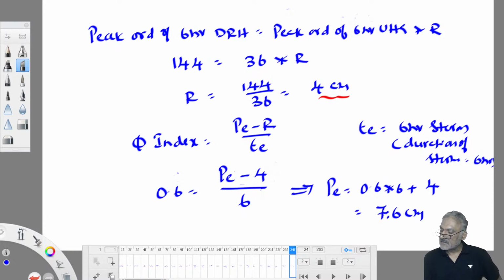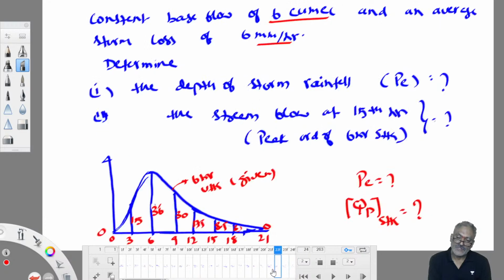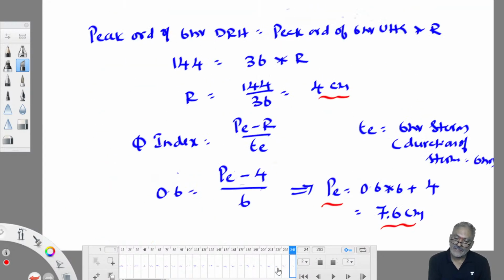That was the answer for this question. That is the answer for the first question. What is our first question? Depth of storm rainfall P is equal to 7.6 centimeter. Okay. Second question answer.